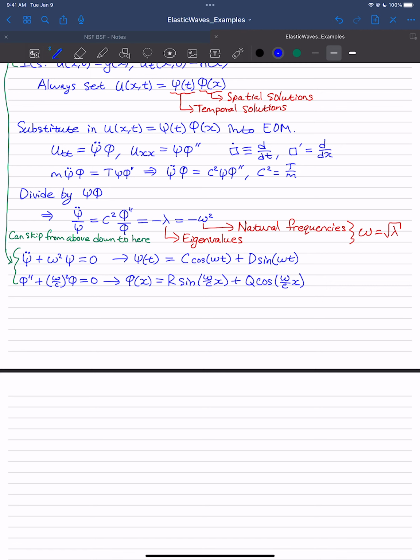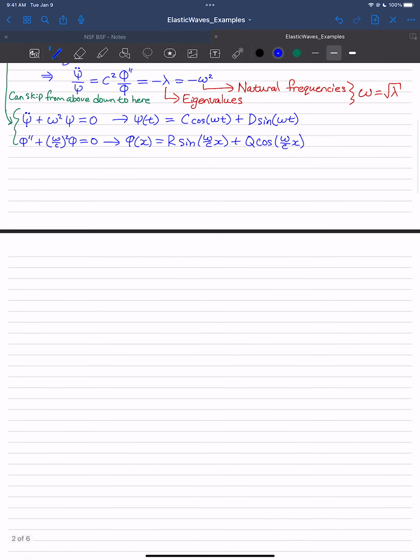So the solutions to this second order differential equation for phi of x, that I'm now boxing with the laser, are the eigenfunctions, also known as the mode shapes. And so we need to find both the omegas and phi of x in order to find the normal modes of vibration. So we need to find the natural frequencies and the mode shapes or eigenfunctions.